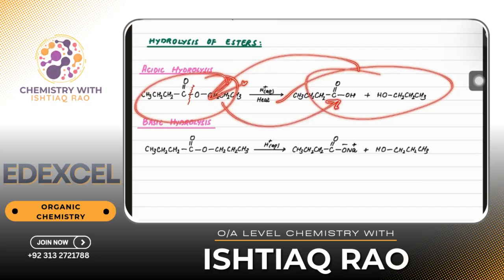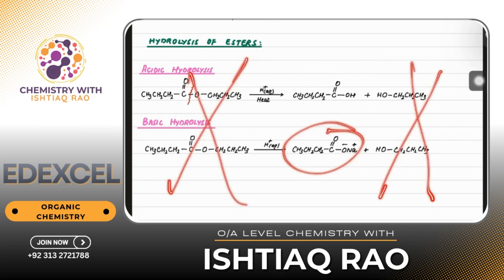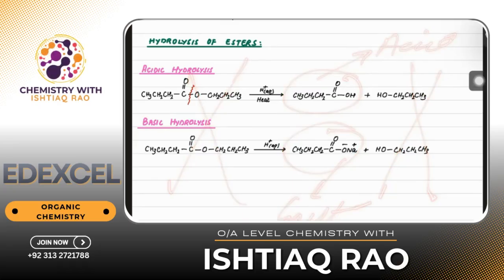Again, simple. What's the difference between acidic and basic? Only this one. The rest of the things are the same. The difference is in these two. This is the carboxylic acid. This is the salt. And that's it.